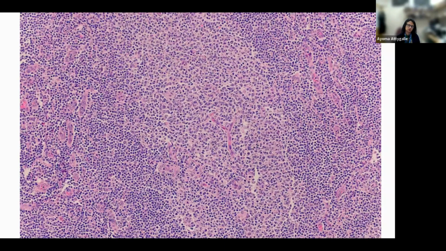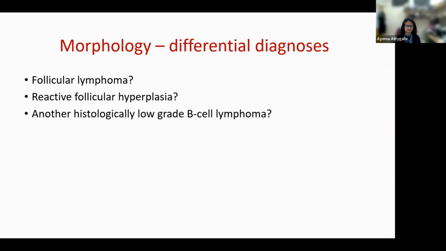So looking at it a little closer, you can see the follicles. You can see there's a mantle zone here, but you can see the follicles consist largely of centrocytes. They are mainly small cells, and they don't really have tingible body macrophages. So this should alert you to what's going on here. This is not a normal follicle. So the question is, is this follicular lymphoma? Is this reactive follicular hyperplasia? Or is this another histologically low-grade B-cell lymphoma?